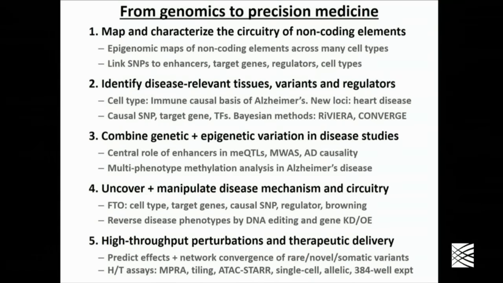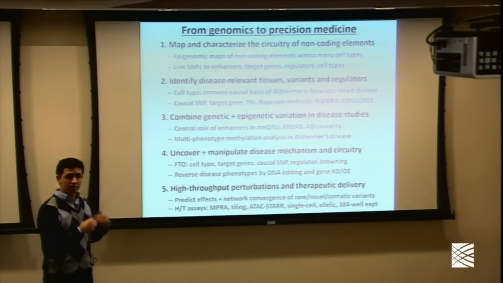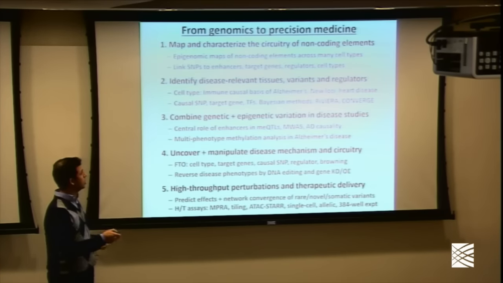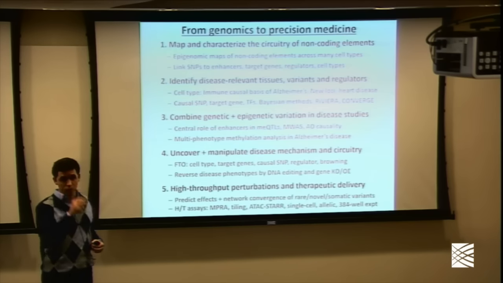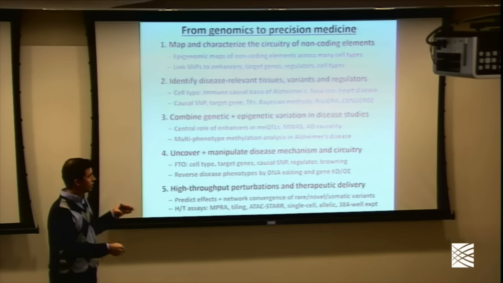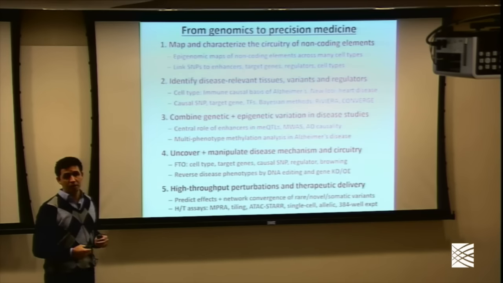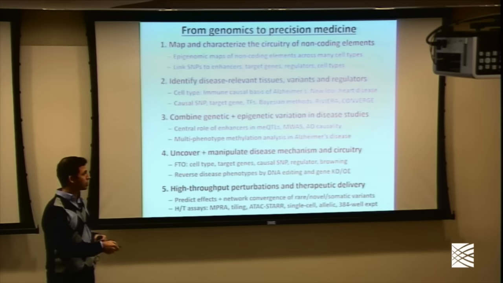We can systematically characterize the circuitry of non-coding elements. We can identify disease-relevant tissues, variants, and regulators based on these global enrichments. That was very surprising in the case of Alzheimer's. In the case of heart disease, it predicted new loci. We can combine genetic and epigenetic variation to identify what are the intermediate phenotypes that change. We can uncover and manipulate the disease mechanism and circuitry in individual loci. And we can start doing this systematically in a very high throughput fashion to perturb and start delivering some of those interventions therapeutically.